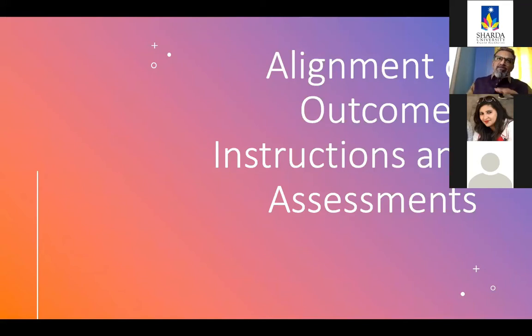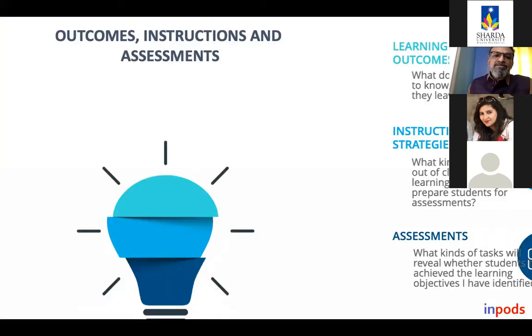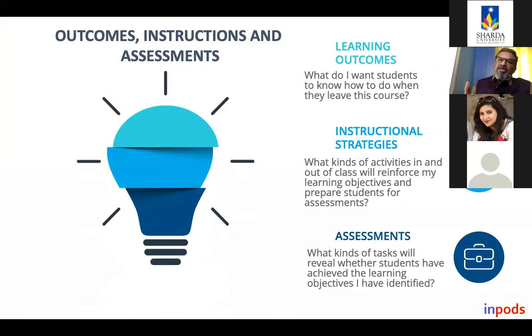So now let's look at how these three things are related to each other: outcomes, instructions, and assessment, and their alignment is really, really important. If we think of a teacher, when the teacher thinks about learning outcomes, the teacher asks the question, what do I want the students to know how to do when they leave the course?